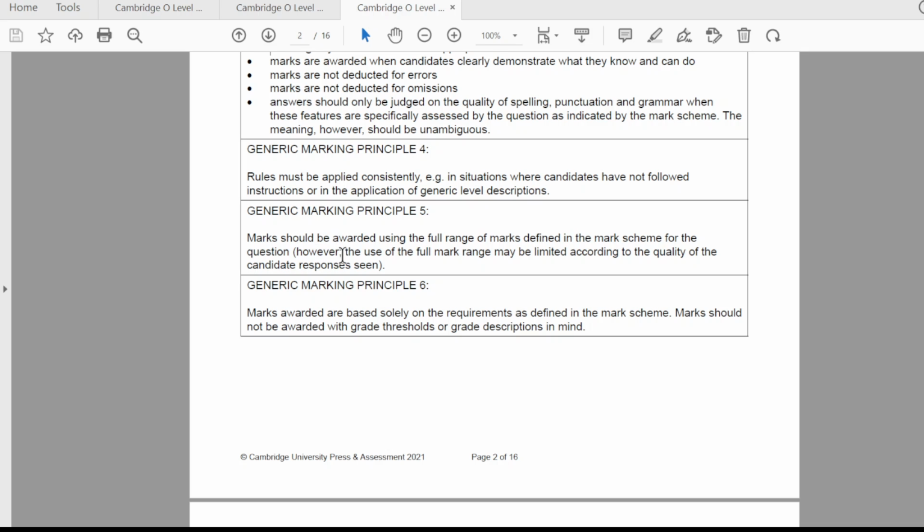However, the use of the full mark range may be limited according to the quality of the candidate responses seen. So maybe you've written everything that was required, but the quality isn't up there. The vocabulary, the spellings, the grammar, the punctuation, as I mentioned earlier. If it's the kind of mistake that will make your answer difficult to understand or ambiguous or unclear, then despite giving the full response, you may not get the full range of marks.